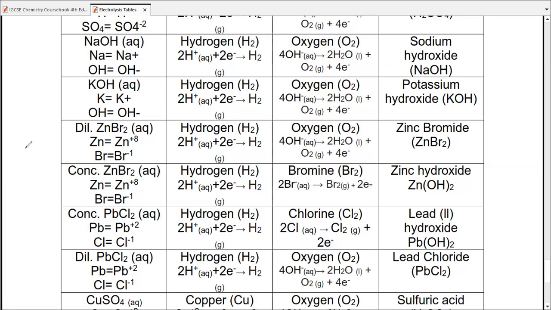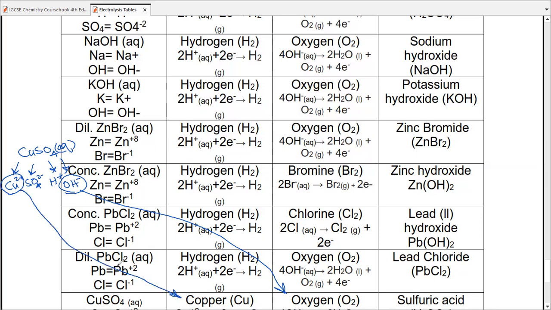Let's try to do it properly. Copper sulfate is going to form copper 2 plus ions and, since sulfate has a charge of negative 2, sulfate ions, and this is something that you memorized back in chapter number 3. The aqueous solution is going to give us H positive ions as well as OH negative ions. Now, OH negative ions go to the anode and form oxygen. As far as copper ions are concerned, they go to cathode and form copper. What are we left with?